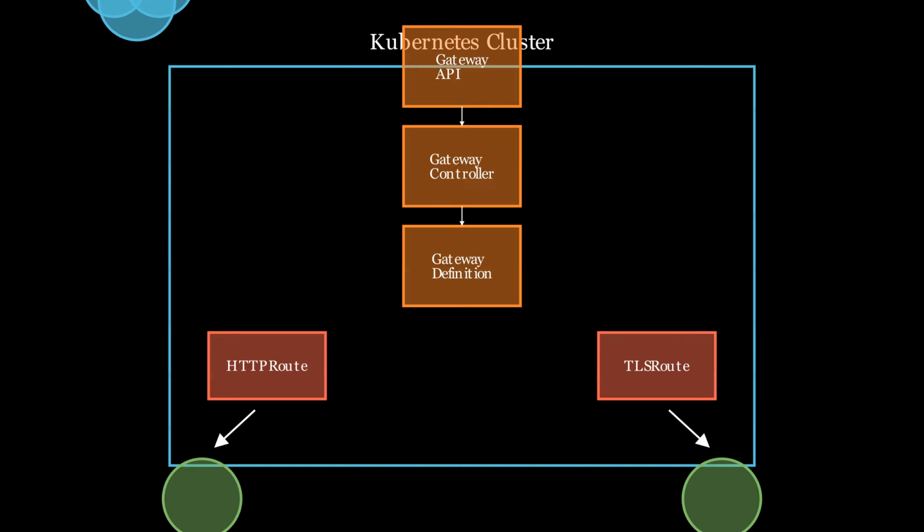At the top left, we have the Internet, representing external traffic sources. This is where traffic originates before entering our Kubernetes cluster. Traffic flows from the Internet to the gateway definition, which then distributes it to the appropriate route resources based on the routing rules.